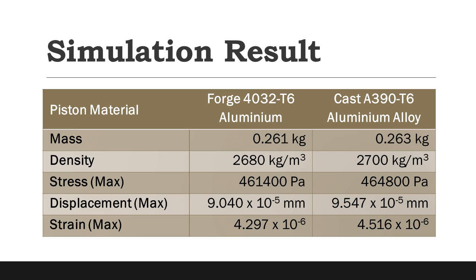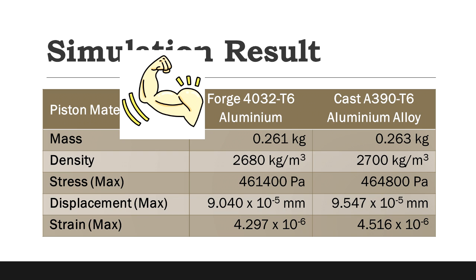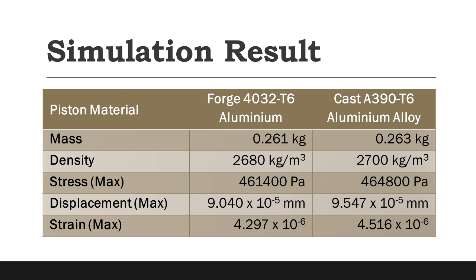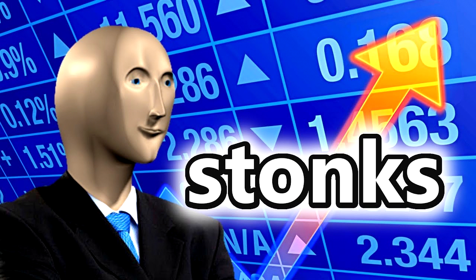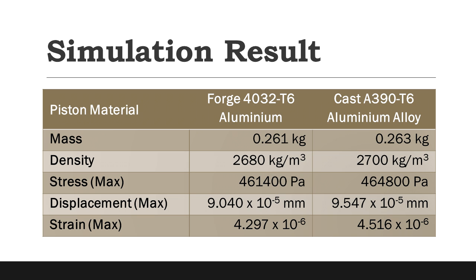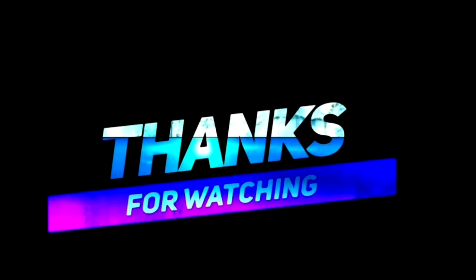The conclusion is that 4032 T6 aluminum is really the harder material between these two aluminums. That's why 4032 T6 aluminum, which has a higher price than A390 T6 aluminum, is chosen as the material to manufacture a racing piston. That's all for my presentation. Thank you.